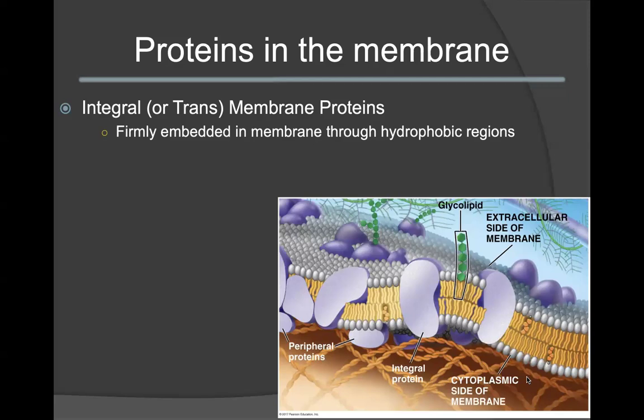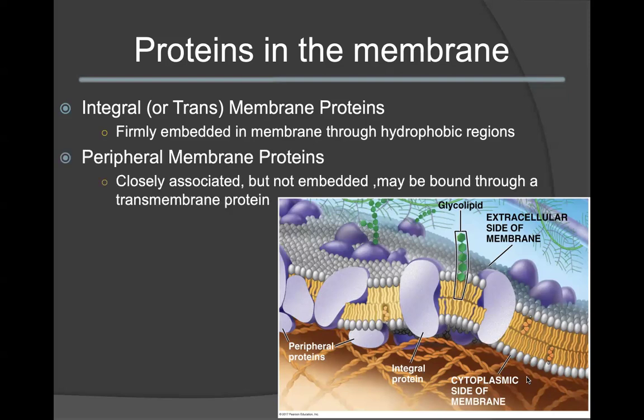There are many different types of proteins that you can have in the cell membrane. They can be classified as integral or transmembrane proteins. These proteins are going to be firmly embedded in the membrane. So these proteins are going to span through all the regions of the membrane, both the polar as well as hydrophobic or nonpolar regions.